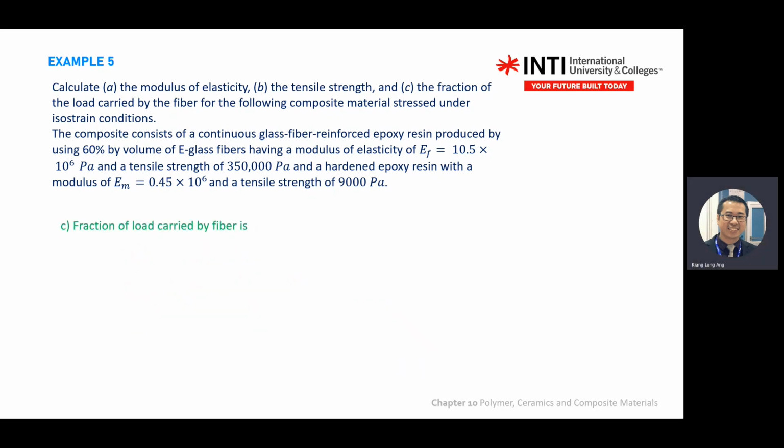Okay. Then C, fraction of load carried by the fiber. It asks you about fiber. So you write force fiber divided by force matrix. Again, what is force? Force is E divided by... there's a derivation just now, so I just simplified to the last one. So F equal to EV. The top one is fiber divided by matrix, right?